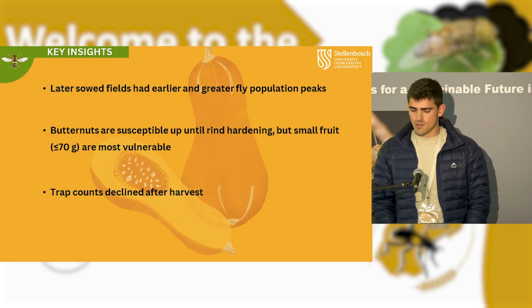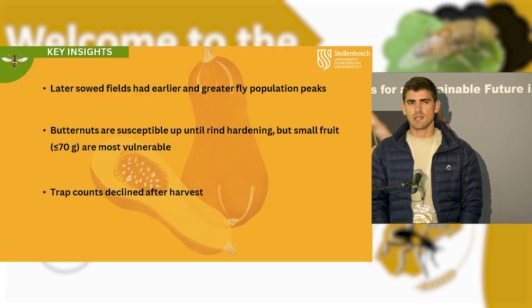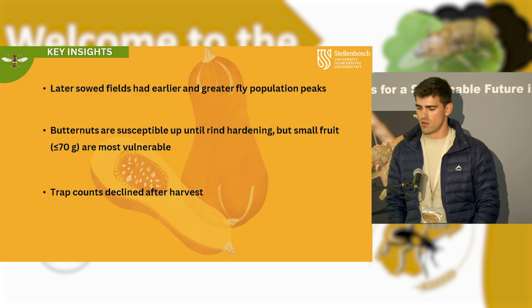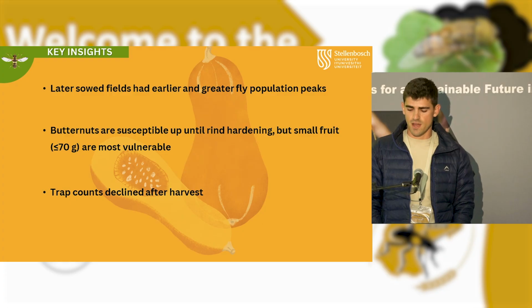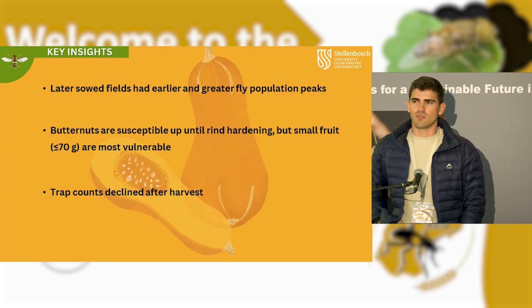Lastly, trap counts declined after harvest. This suggests that earlier harvesting and the prompt removal of plant material could help suppress fly numbers and reduce the fly's overwintering potential.